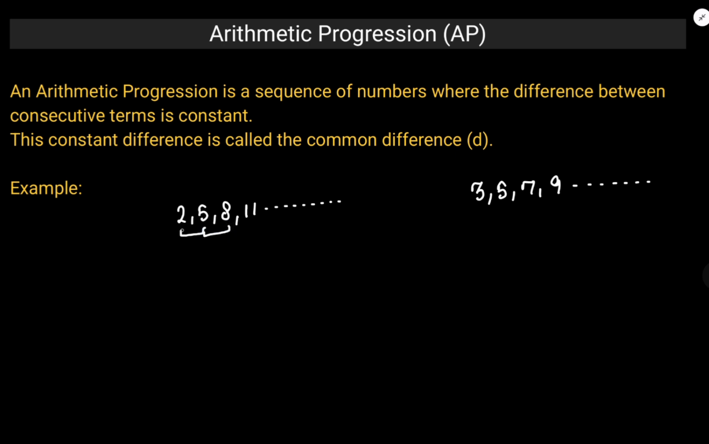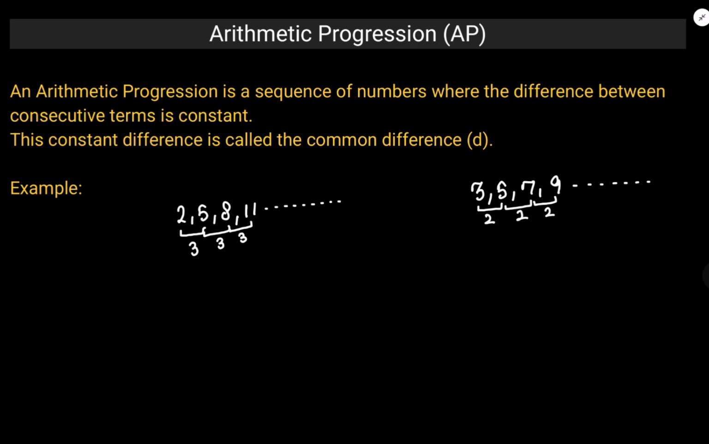If you see here, what is the difference between 2 and 5? It's 3. What is the difference between the next two terms? It's 3, right? So the difference is constant. Then this type of sequence is known as an arithmetic progression or arithmetic sequence. Here the difference is 2, so this is also an arithmetic progression.